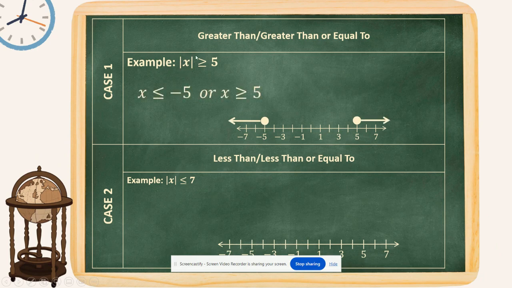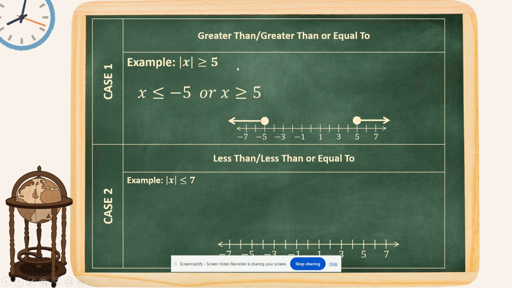So remember what absolute value means. Absolute value really is the distance from 0. We want something that's greater than or equal to 5. But remember, if I'm working with absolute value and I put -5 in for x, that's still greater than or equal to 5 because the absolute value of -5 is 5.